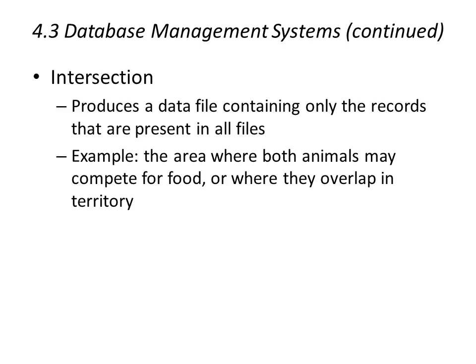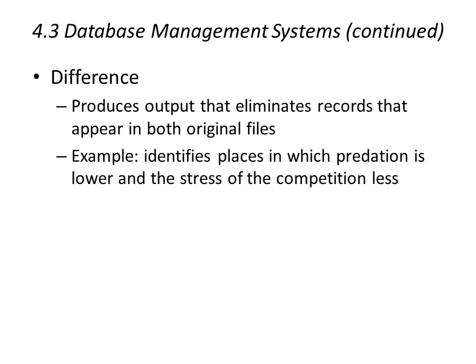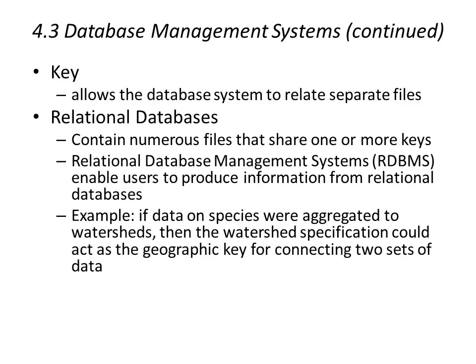Intersection produces a data file containing only the records that are present in all files, so the area where both animals may compete for food or where they overlap in territory. Difference produces outputs that eliminate records that appear in both original files. The use of this would be to identify places in which predation is lower and the stress of competition is less.